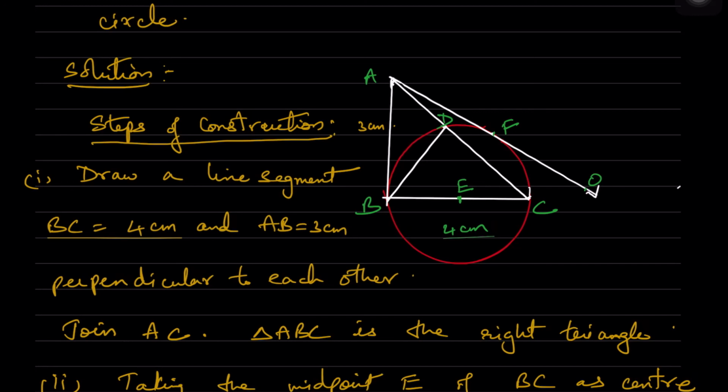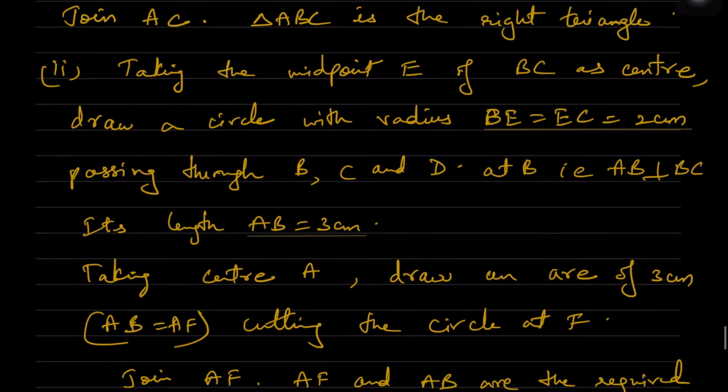Then we have to find tangents from the external point A to the circle. Now you know AB is a tangent to the circle, so you take the length of this AB, it is 3 centimeters. With A as center and 3 centimeters radius, draw an arc onto the circle on the other side so that it meets at F. Now join AF. AF and AB are the required tangents.